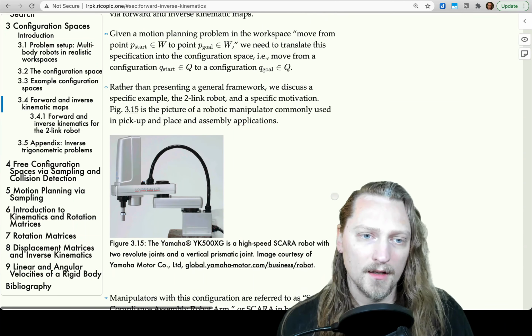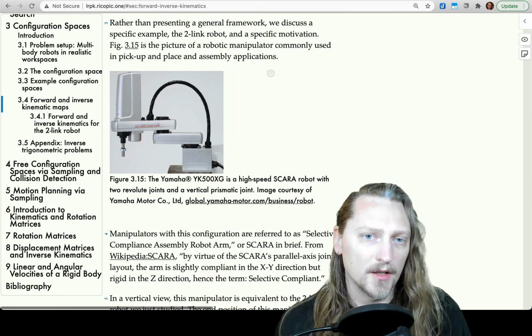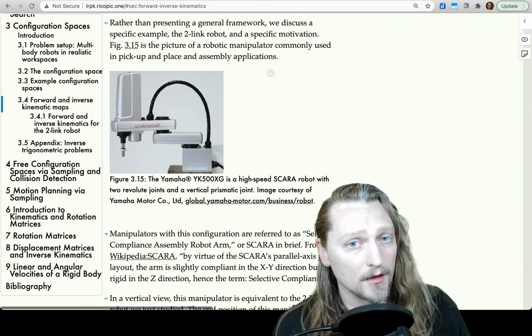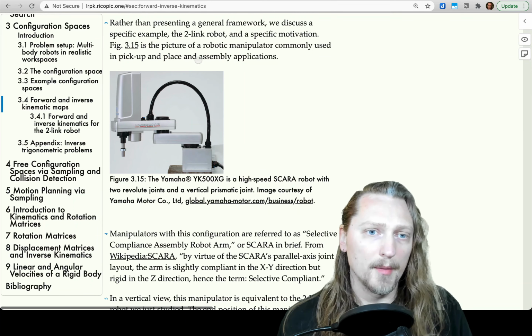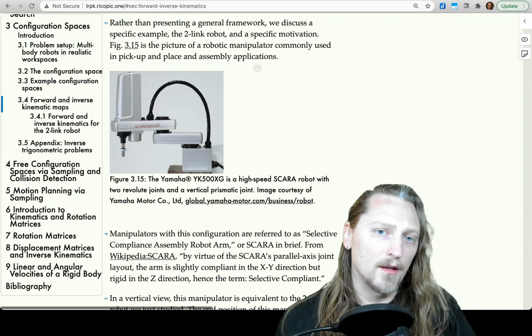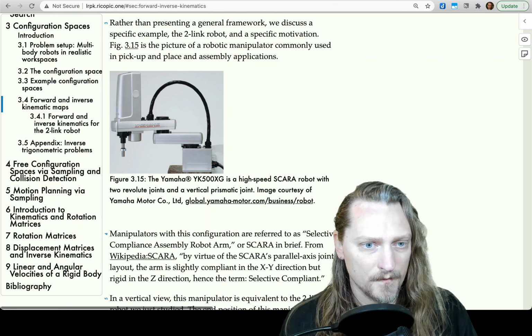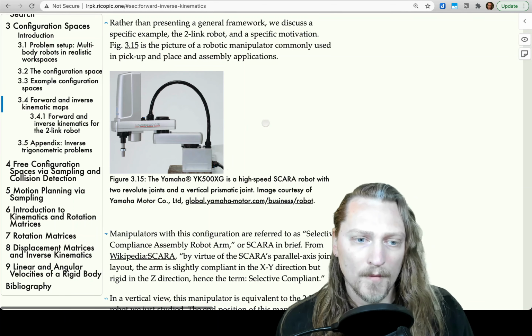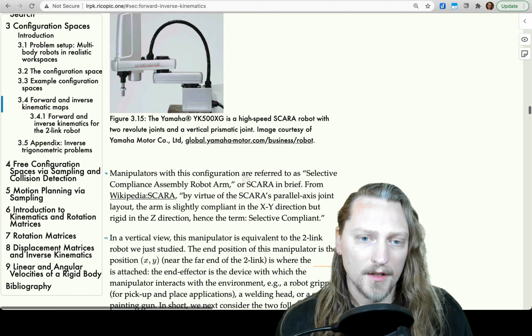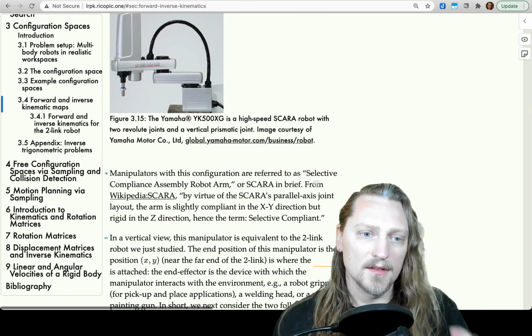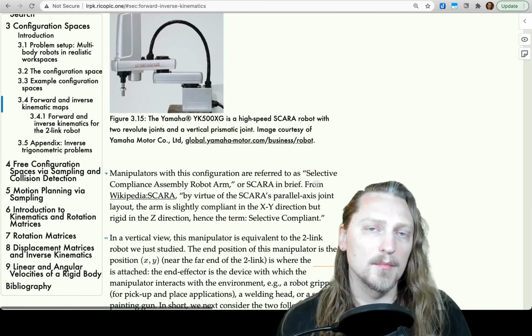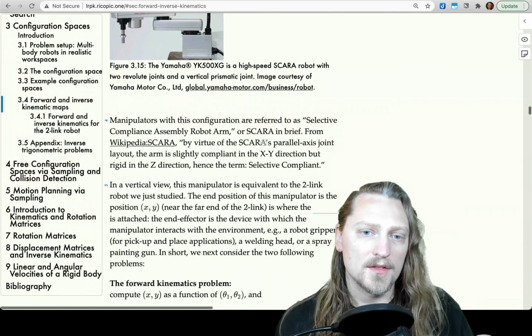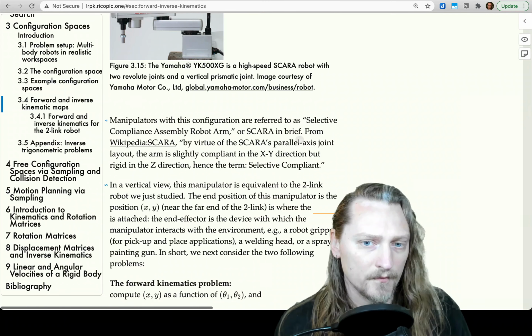Figure 3.15 below is the picture of a robotic manipulator commonly used in pick and place and assembly applications. So here we go. This is a Yamaha pick and place robot. Manipulators with this configuration are referred to as Selective Compliance Assembly Robot Arm, or SCARA in brief.